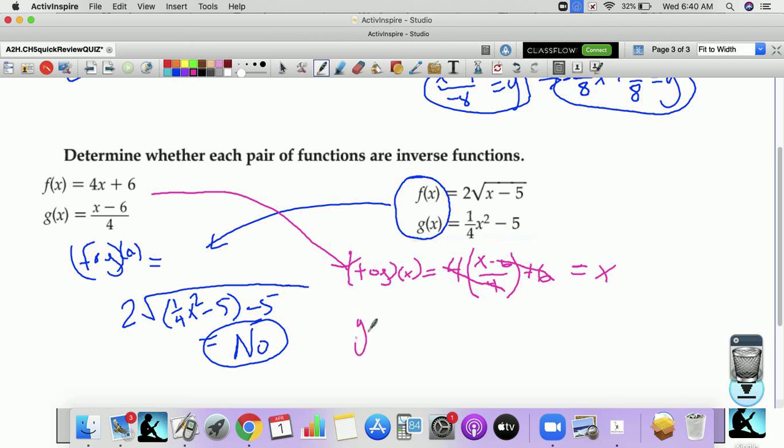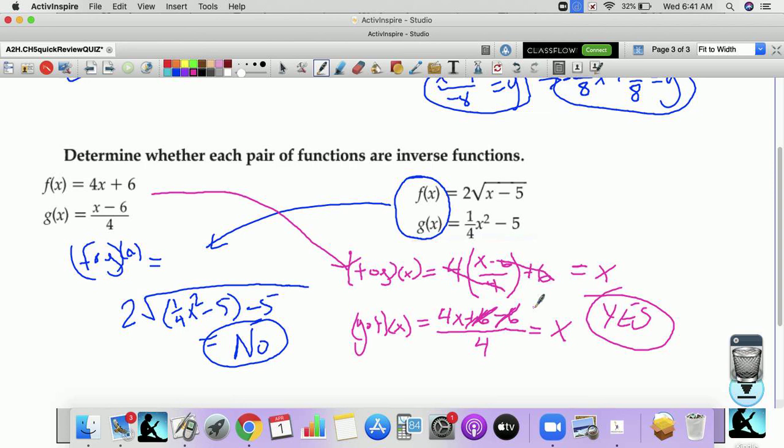Next, I'm going to check my other composition, g of f of x. And again, I have to get this on both for it to work. I'm going to take this function and plug it in right here. So I'm going to have, instead of x minus 6, I'm going to have 4x plus 6 minus 6, right? I just plugged this in, all over 4. So plus and minuses cancel. 4x over 4 is just x. So yes, these two are inverses because both of their compositions equal only x.